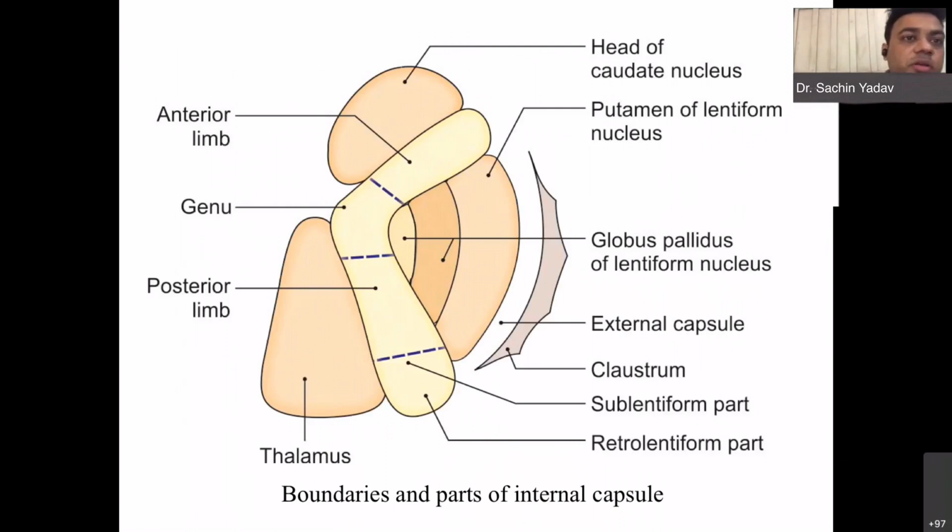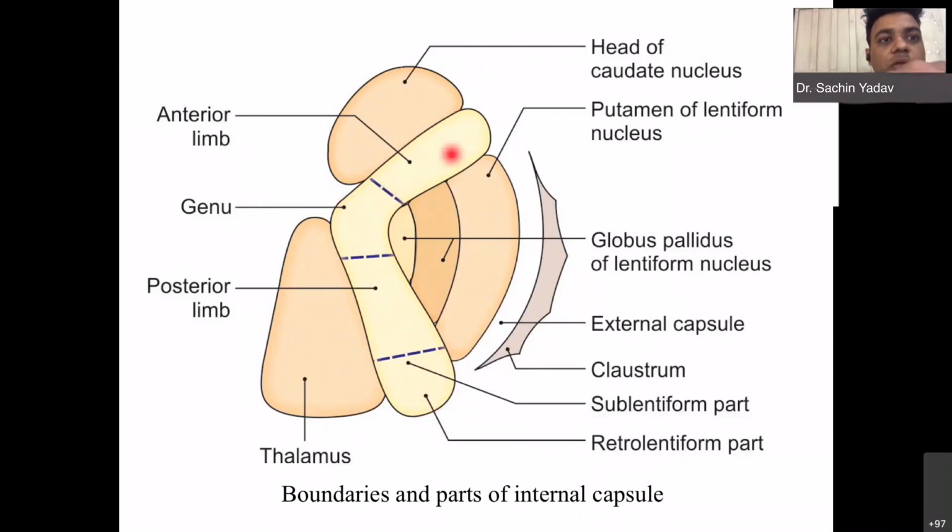Now we'll see the relations. In the upper part of the diagram it is the anterior aspect, and in the lower part it is the posterior aspect. On your right side it is the lateral aspect, and on your left side it is the medial aspect. I will point here and show you the anterior limb, genu, posterior limb, and this is the sublentiform, and the retrolentiform is considered here.